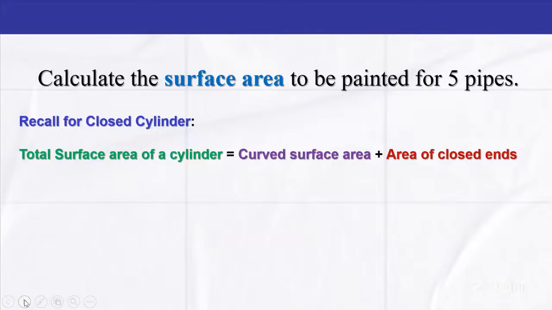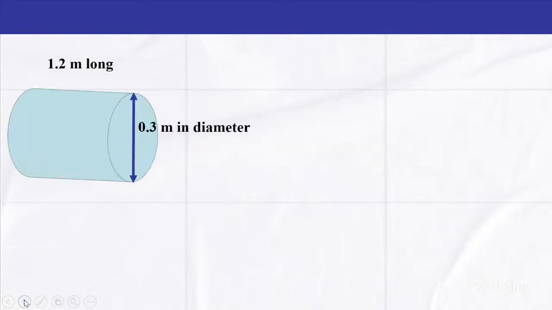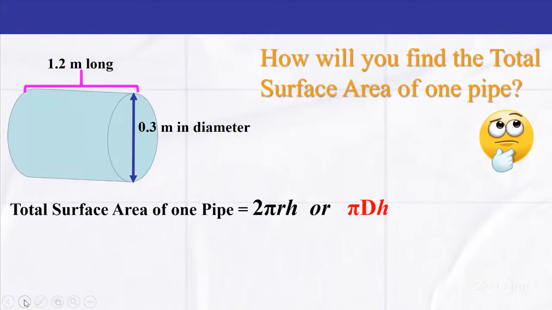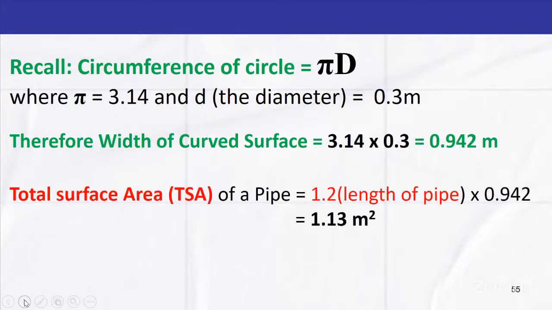So remember now, from our previous segment, we would have said it's a curved surface plus the closed ends. But in this case, we don't have any closed ends because our pipe is open. So we are going to be focused on the curved surface. And so doing our calculations, how will we find the total surface area of our pipe? It's going to be 2 pi r h, or pi dh. All right. And so in doing our calculations, we would have identified that the width of our curved surface is going to be 0.942. That's just the width. And therefore, the total surface area of our pipe is going to be, of course, the width multiplied by the length, which gives us 1.13 square meters, of course, because we are finding area.